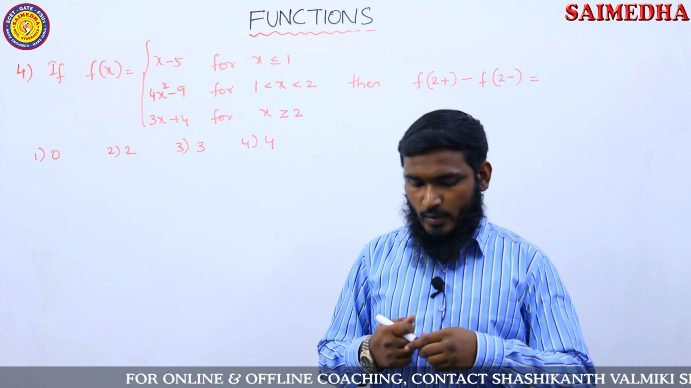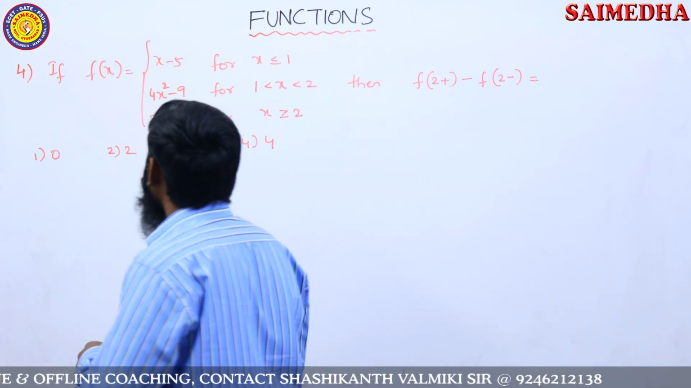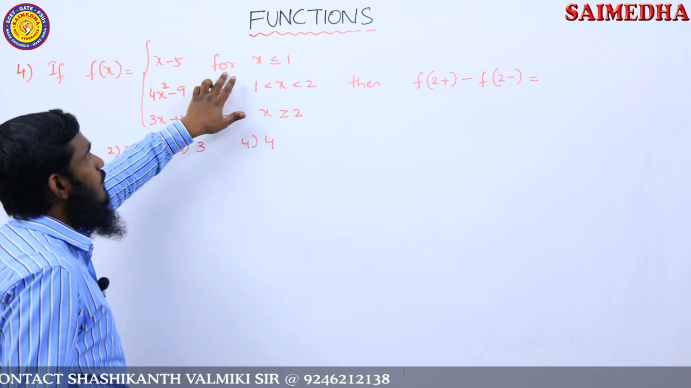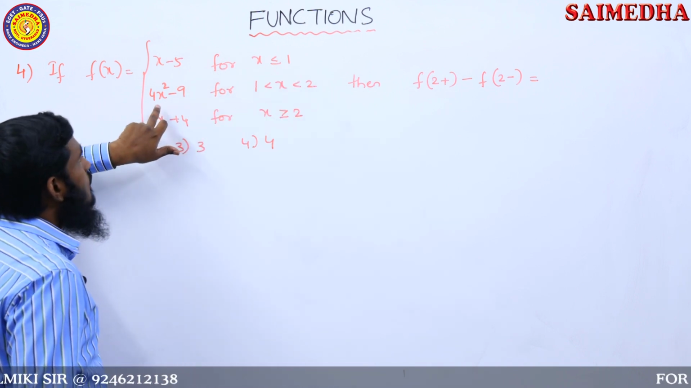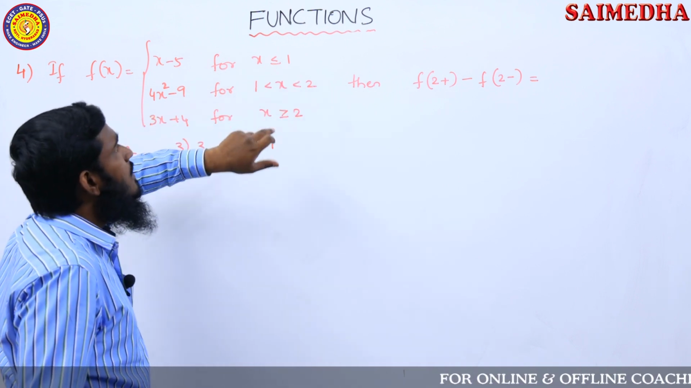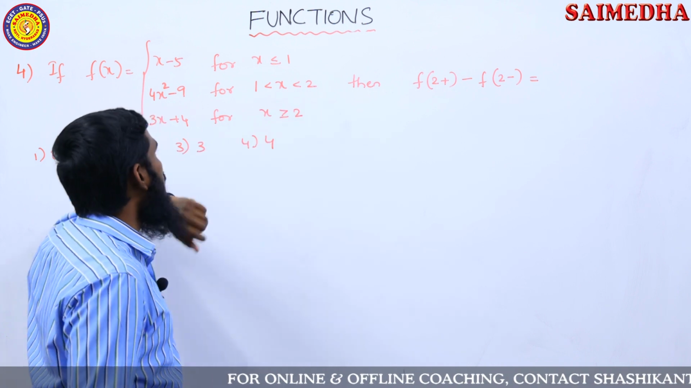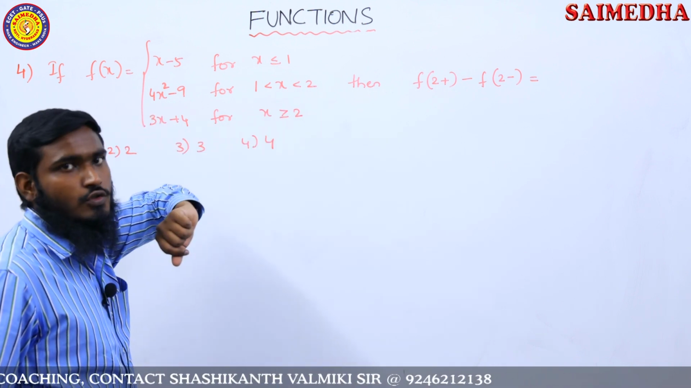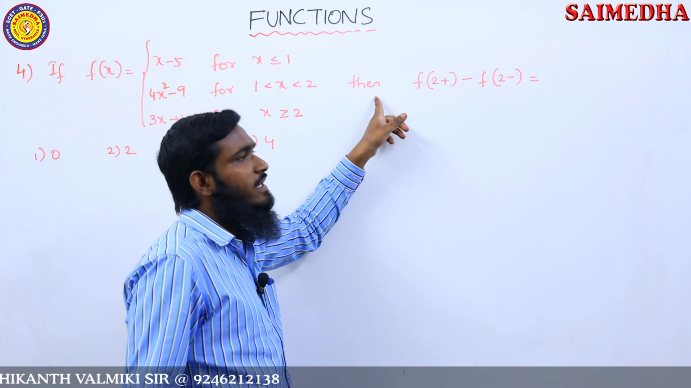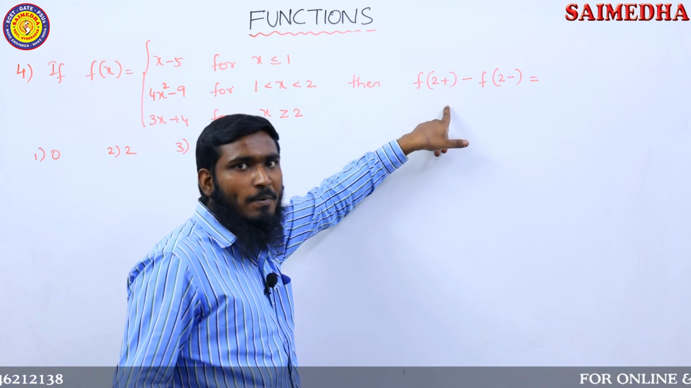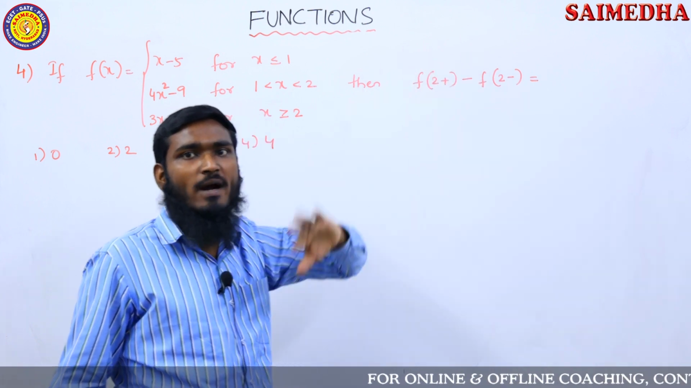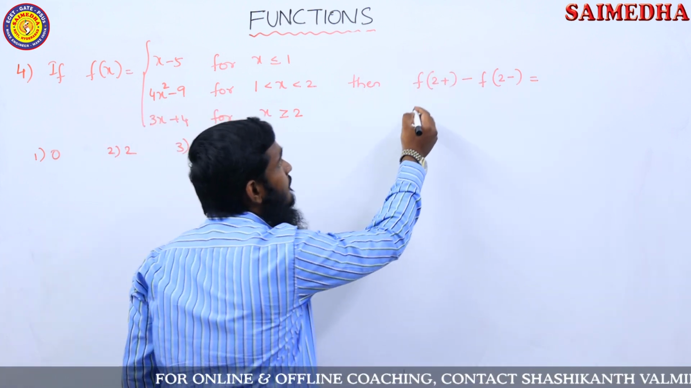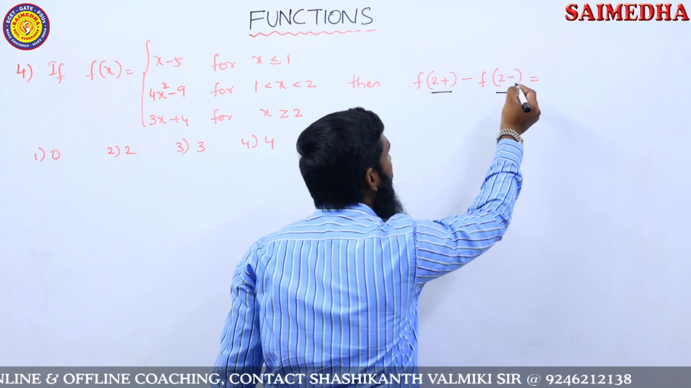Now let us see the next question. If f of x equals x minus 5 for x less than or equal to 1, 4x square minus 9 for 1 less than x less than 2, and 3x plus 4 for x greater than or equal to 2, then we have to find the value of f of 2 plus minus f of 2 minus. Now what is the meaning of f of 2 plus and what is the meaning of f of 2 minus?